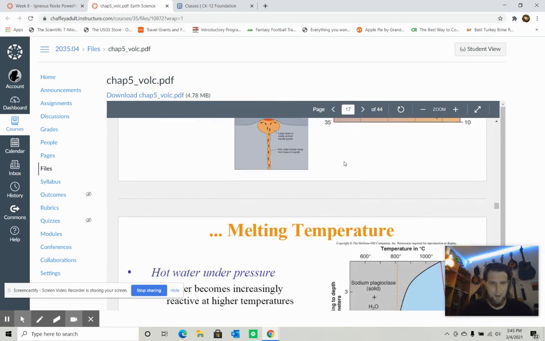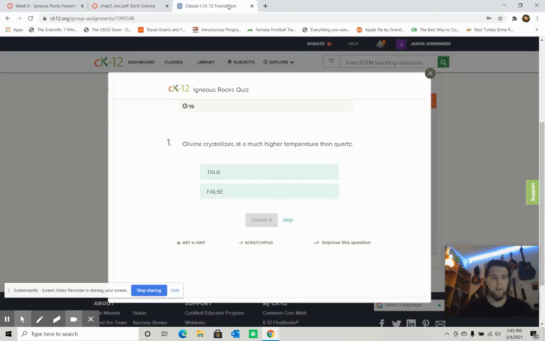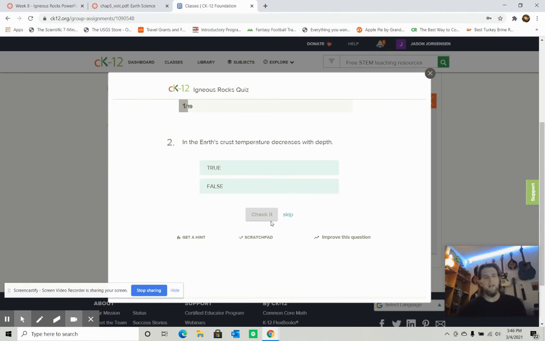And so if we go back down to the Bowen's reaction series here, you'll see what I'm talking about. So olivine, yeah, it is crystallizing out a little bit higher than quartz. And so let's see if that's true. Yay, we get another one and we get to move along. And so the next one's saying that in the Earth's crust, temperature decreases with depth.